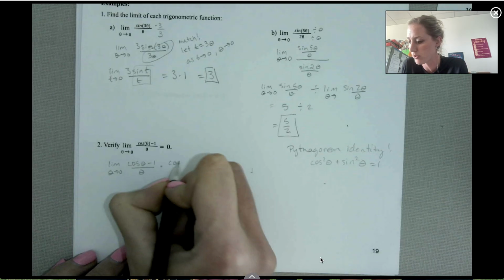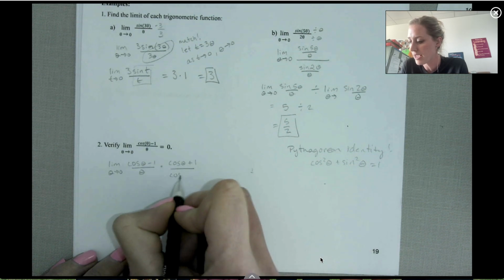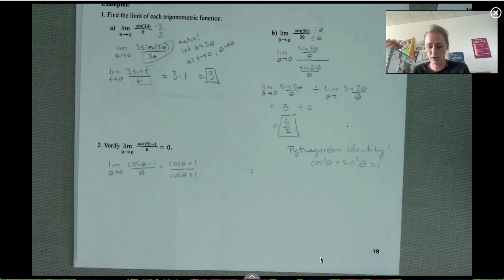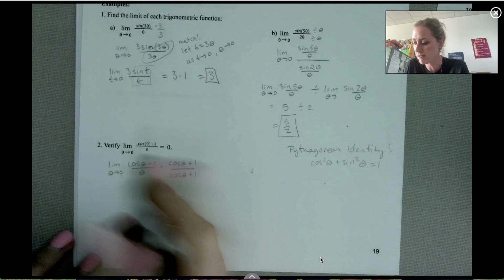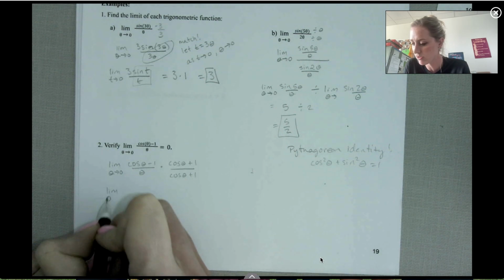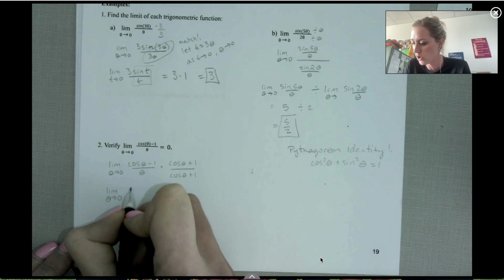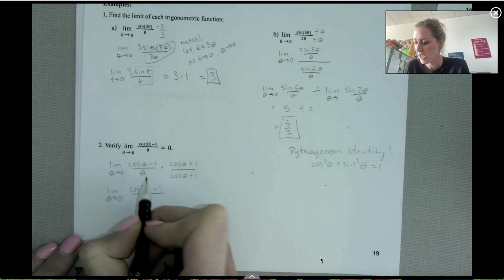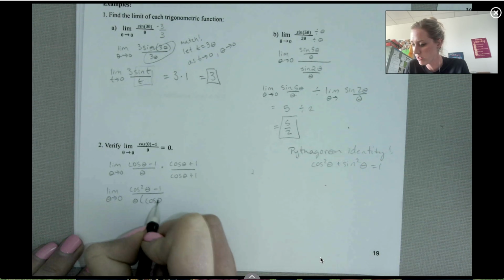So I'm going to multiply by cosine theta plus 1. And again, I'm going to do the top and bottom the same, so I'm really just multiplying by 1. I'm just going to change how it looks. So this is difference of squares when I put it together, right? I have to keep the limit here this whole time, limit as theta approaches 0. When I multiply these, I'm going to get cosine squared minus 1. And then I'm just going to leave this theta times cosine theta plus 1.